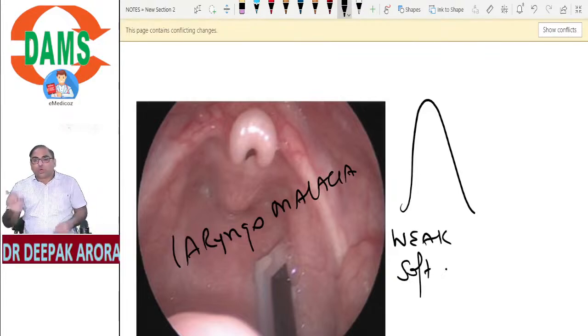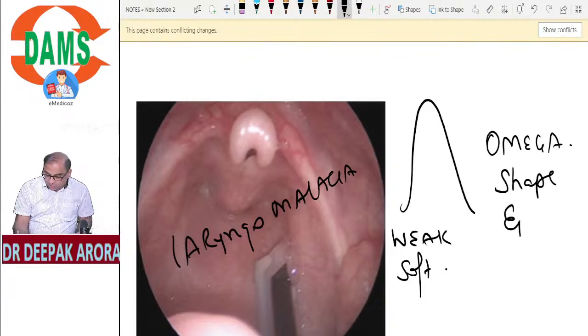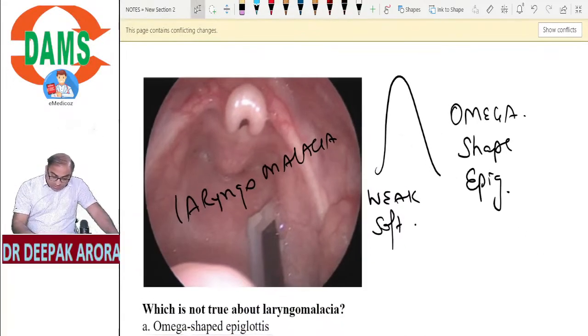What I'm showing you, this is omega shape epiglottis. Very good. Omega shape epiglottis. This is my omega shape epiglottis. Very good. Everybody should actually participate. Now apply the concept.